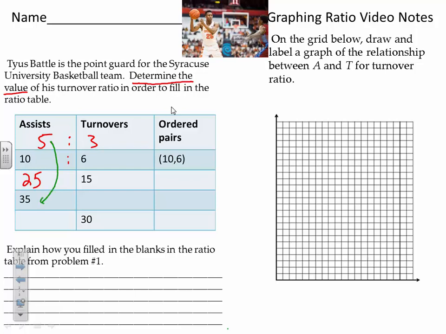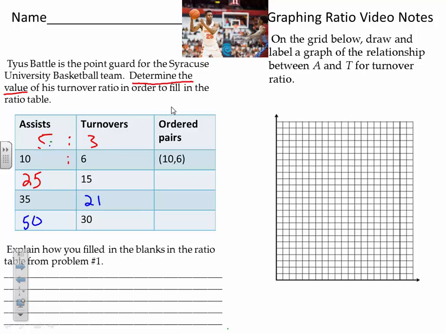Here, how about to get from 5 to 35 is times 7. So to go from 3 to this spot, we're going to go times 7. 3 times 7 is 21. And we got one more to do. How do we get from 3 to 30? It's times 10. 5 times 10 gets me this one. So there's our table filled in. No big deal.